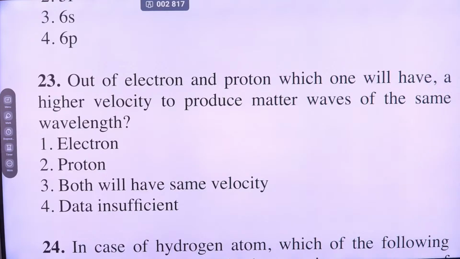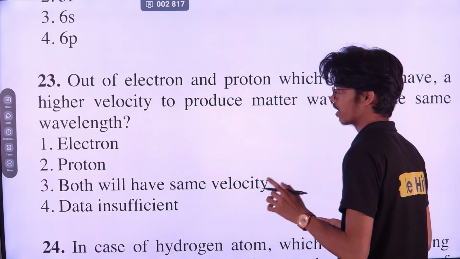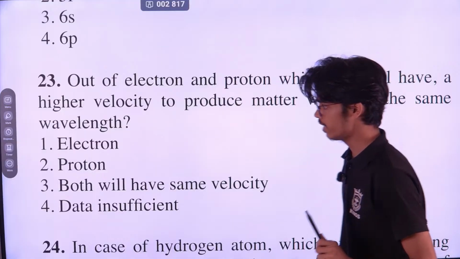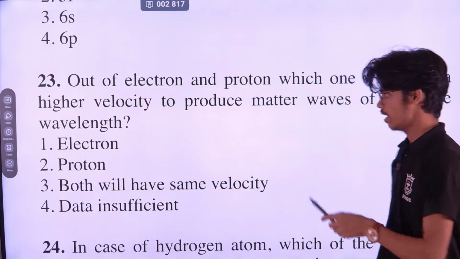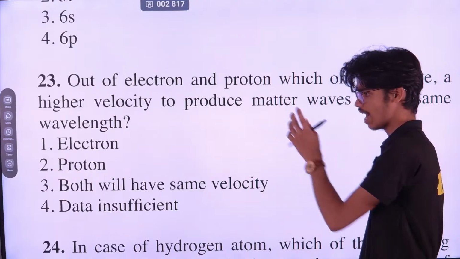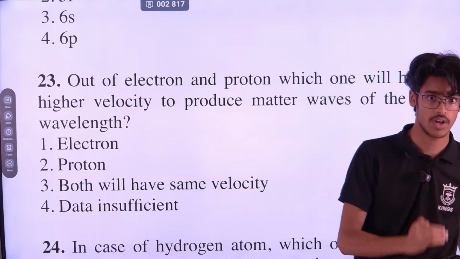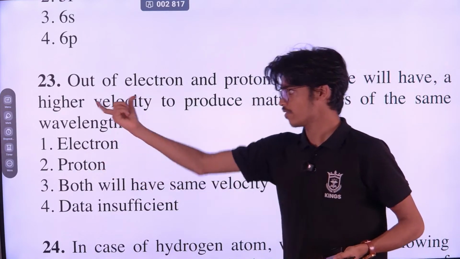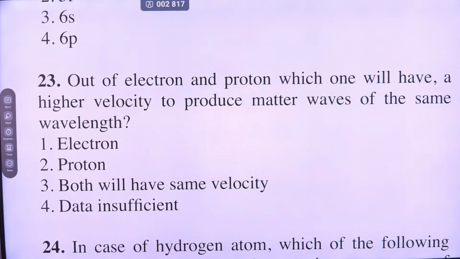So 23, option number 3, both will not have the same velocity. Gokul, you are not right. See, lambda equal to h by mv, right? We have to keep lambda same for them. So lambda is a constant, and h is also same for them. Now mv is only left, so m and v are inversely proportional. So if you increase the mass, you have to decrease the velocity to get the same wavelength, okay. So the mass is lesser, that's why we will have a higher velocity. I hope you get it, Gokul, okay.